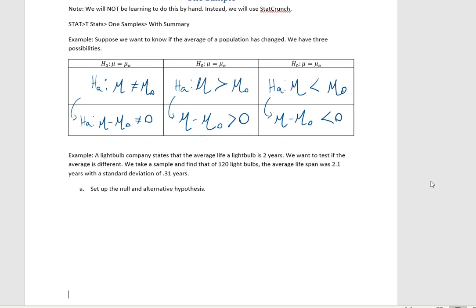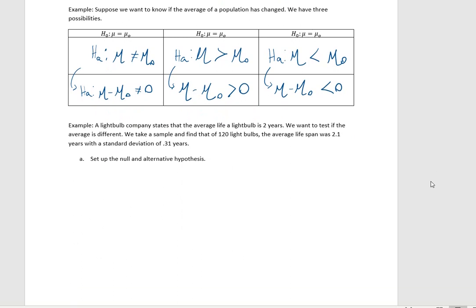So let's look at an example. A light bulb company states that the average life of a light bulb is 2 years. We want to test if the average is different. So what we do is we take a sample and find that of 120 light bulbs, the average lifespan was 2.1 years with a standard deviation of 0.31 years.